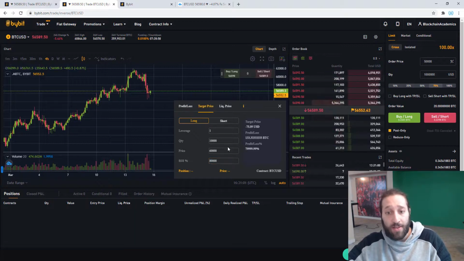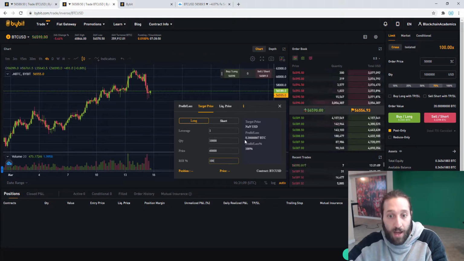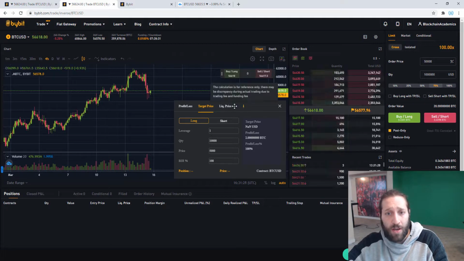The target price, you can see the same thing. Quantity, price, ROI would be, let's say we want 100% ROI. What is happening here? Quantity, price, let's go 50,000. It's not showing the target price for any reason. Maybe it's because I'm not in a position.